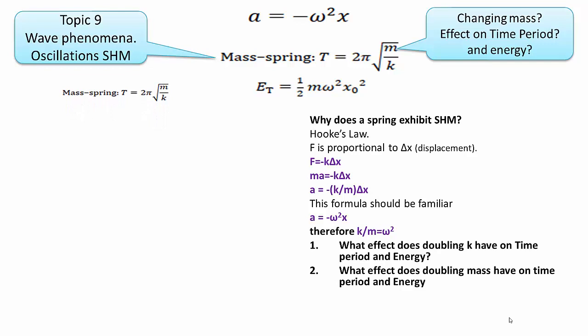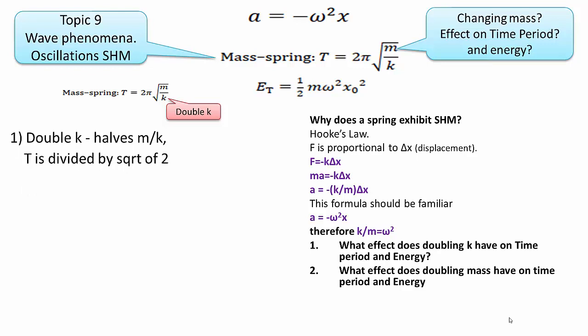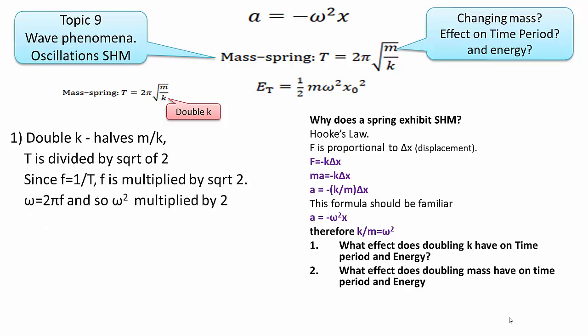So this is the first equation. What happens if we double k? If we double k, it means that we halve m divided by k, which means that T is divided by the square root of 2. Since frequency is 1 over the time period, f is multiplied by the square root of 2. But ω is equal to 2πf, and we want to find out what ω² is. So instead of multiplying by the square root of 2, we multiply by the square root of 2 squared. So it's multiplied by 2.